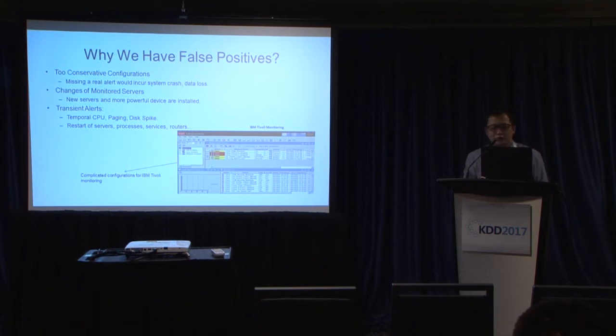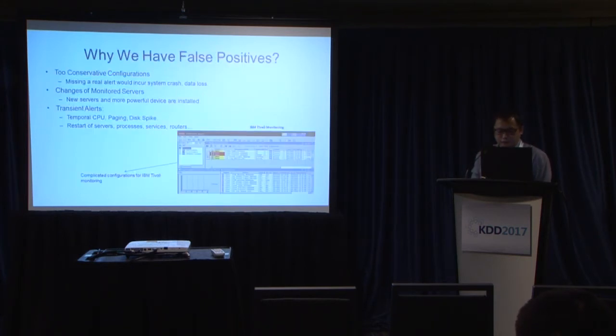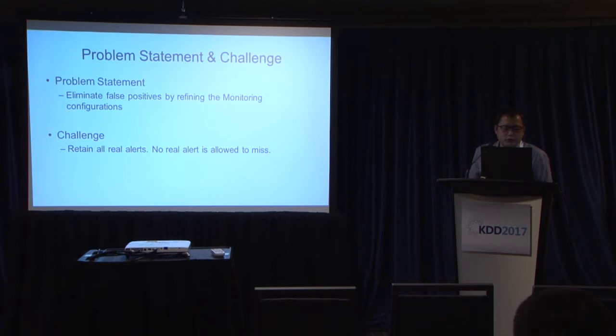So let's go back to our problem. We have this monitoring system. We have these existing monitor conditions, and it generates a lot of false positives. The question is, can we remove those false positives? Can we at least reduce some of them? We're trying to eliminate the false positives by refining the monitor conditions. The challenge here is we don't want to miss any real alerts. We want to return all real alerts.